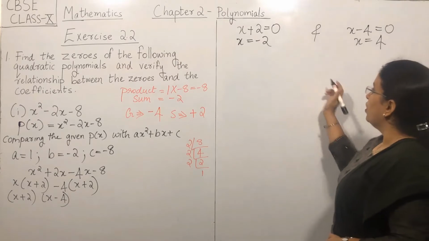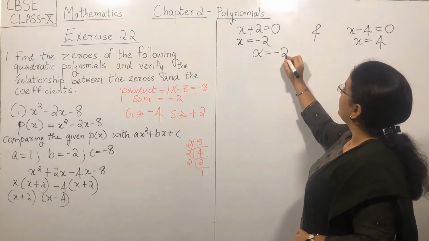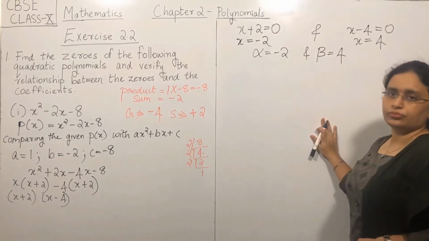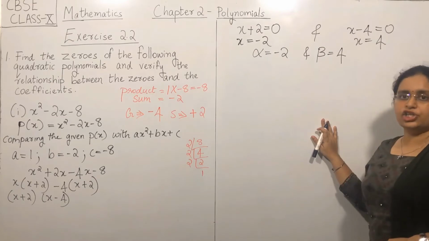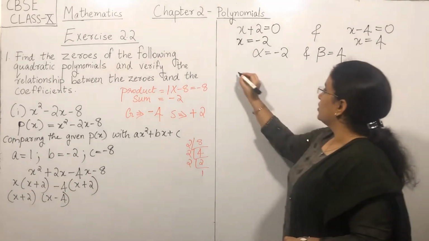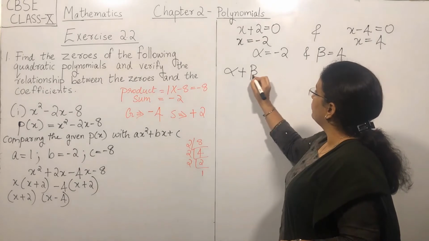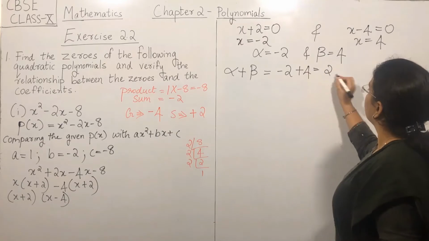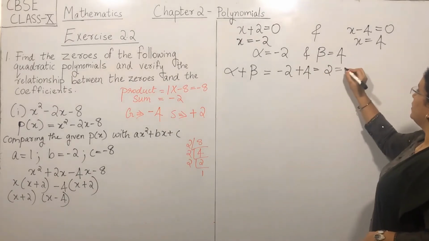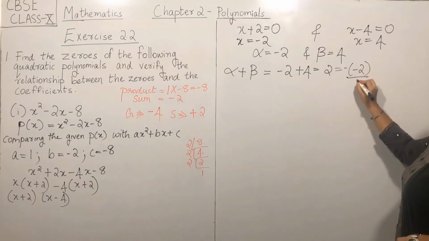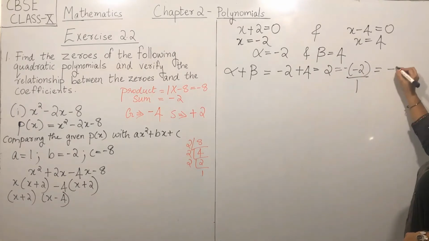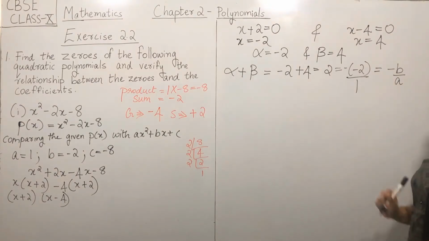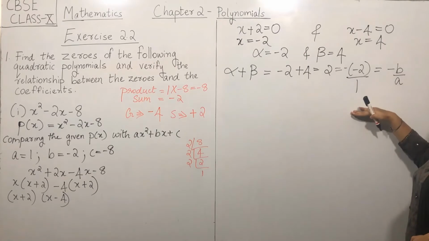Okay. Now we got alpha as minus 2 and beta as 4. Okay. Now we need to verify the relationship between zeros and the coefficients. First, alpha plus beta equal minus 2 plus 4 equal 2. You can write this as minus of minus 2 by 1, which is equal to minus b by a, because b is minus 2 and a is 1. Okay. So firstly we verify this one.